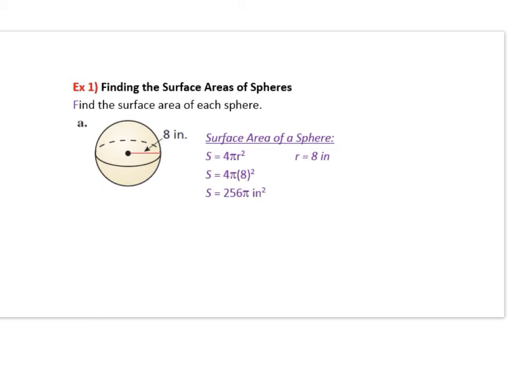Now, 256 should be in your calculator, so all you have to do now is hit the multiply key and then your pi key and hit enter to reveal an approximate value of 804.248 inches squared. Remember, I want you practicing exact and approximate values anytime you're dealing with pi.